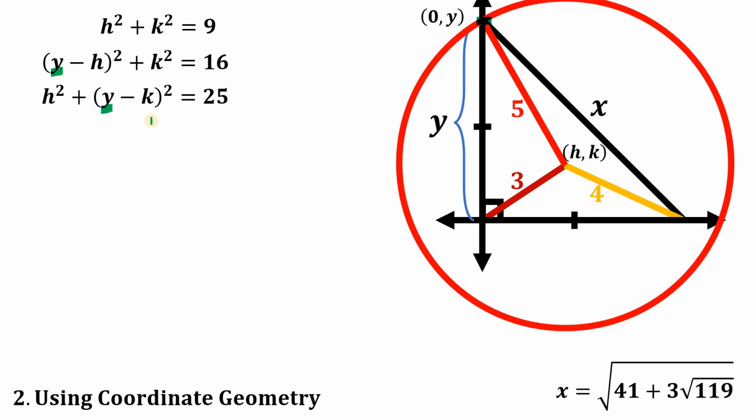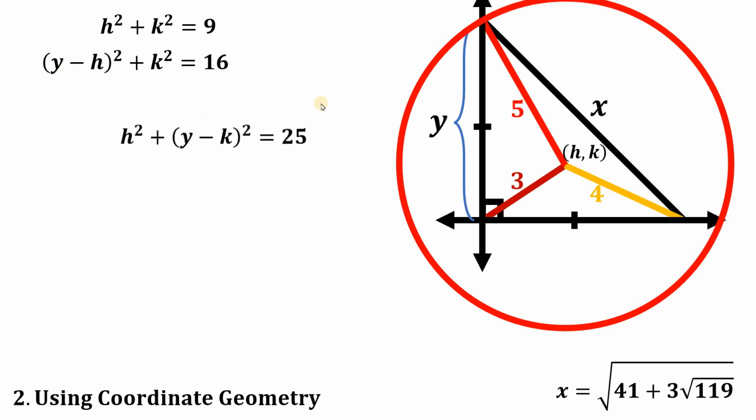Alright, so we have three equations and three variables. Now, let's proceed to this third equation. And what we're going to do is simplify. So we will do this very quickly. Now, let's expand (y minus k) raised to the power of 2.